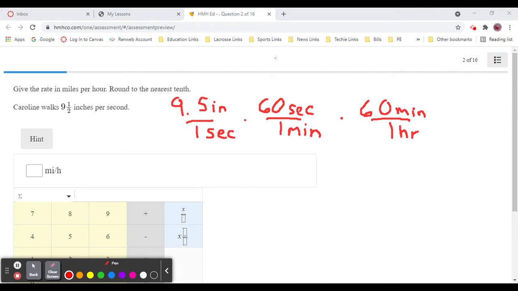Hopefully you can see my calculator on the screen. 9.5 times 60 times 60. Essentially, now I have 34,200. Seconds canceled out, minutes canceled out. So this is how many inches I'm going in 1 hour. But of course, I don't want inches. I want miles.